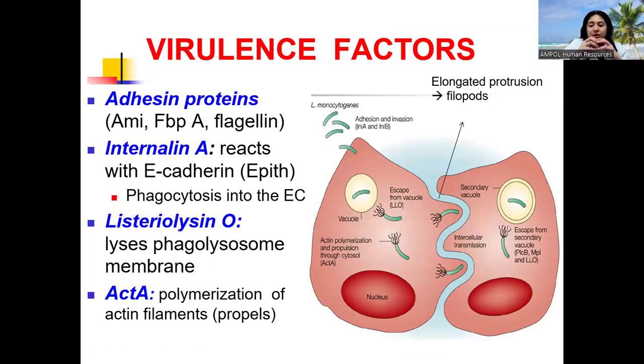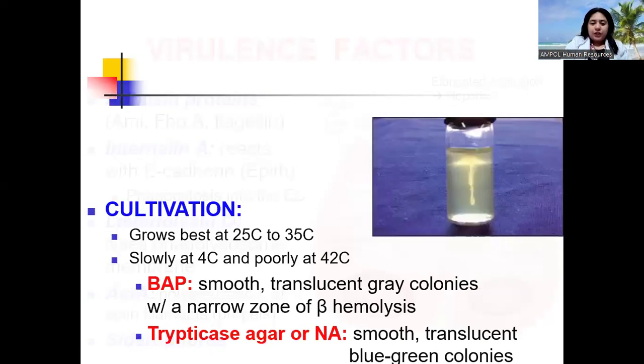Once there's phagocytosis, phagolysosome fusion will occur inside. But because of the listeriolysin O, it will lyse the fusion of the phagolysosome. So it bypasses phagocytosis. ActA also acts in the polymerization of the actin filaments, so they can move within the cell. And also they can form siderophores.